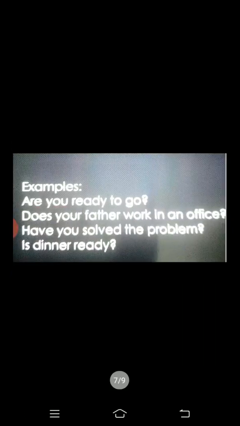Let me read out a few more examples of question sentences. Are you ready to go? Does your father work in an office? Have you solved the problem? Is dinner ready?